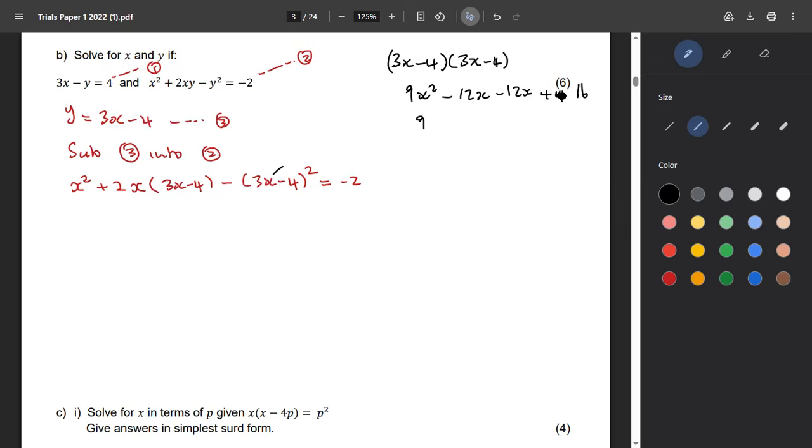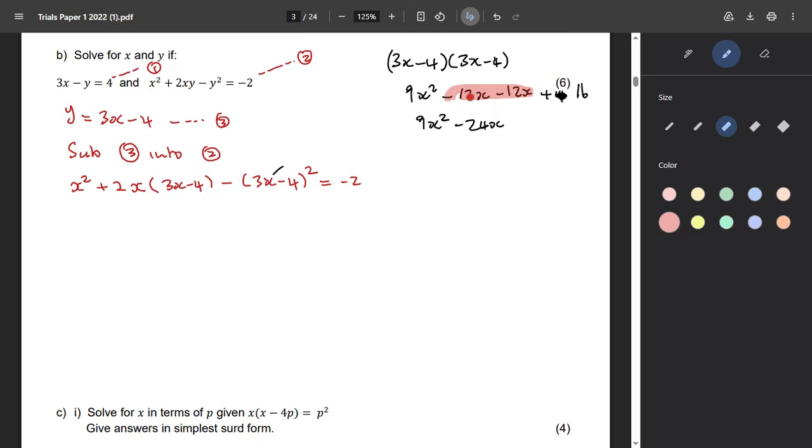Try to add the like terms. This is 9x squared. Then minus 24x. When you add the two like terms, these are your like terms. These are the like terms that I'm referring to. These two, you combine them, and you also have to look at their signs. So those are your like terms. You combine them, you'll get minus 24, and we still have plus 16. Just to save time, on this equation, inside the bracket, I can put 9x squared minus 24x plus 16.